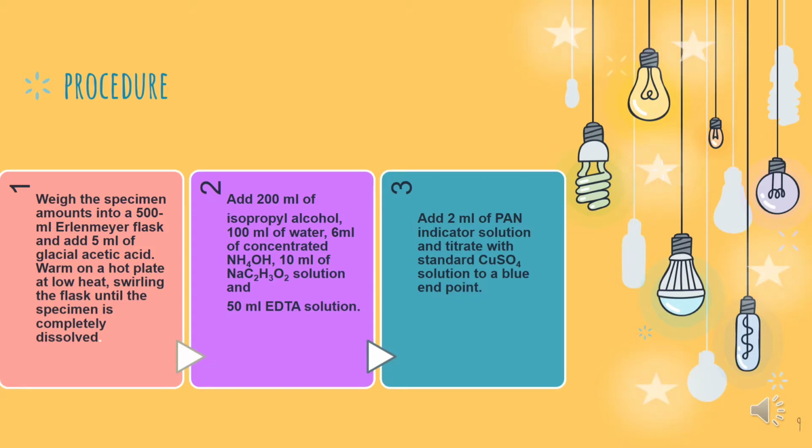The procedure of its analysis is very simple. The weighed amount of specimen is taken in Erlenmeyer flask, and 5 ml of glacial acetic acid is added and heated on hot plate with vigorous stirring to dissolve the specimen completely, and then isopropyl alcohol, water and concentrated ammonium hydroxide are added to dilute the solution and to maintain its pH, and then 2 ml of indicator, which is 1,2-pyridylazo-2-naphthol, is added and titrated with standard copper sulfate solution until the end point is indicated, which is blue in color, and after that its concentration can be determined.